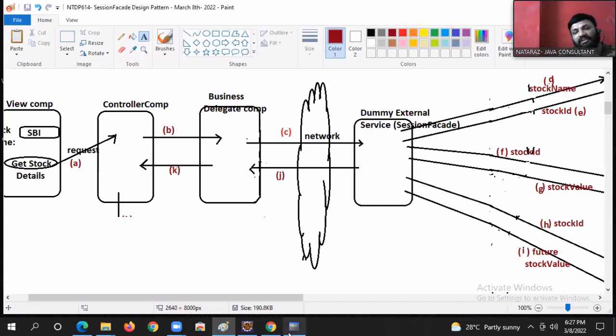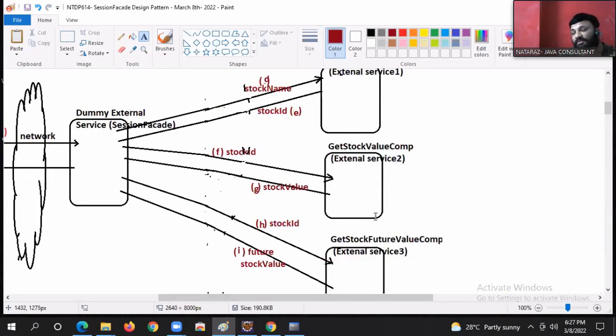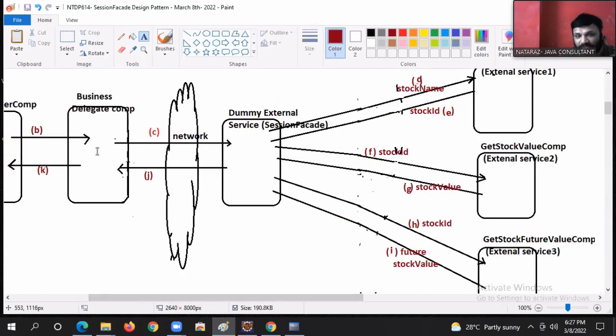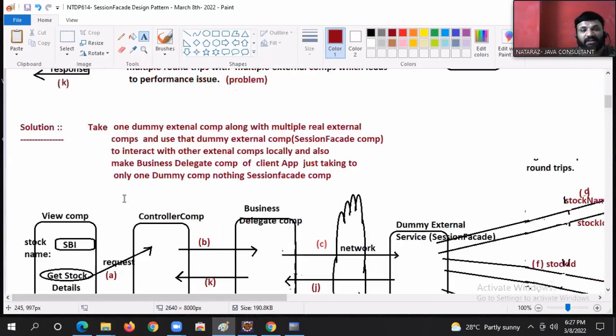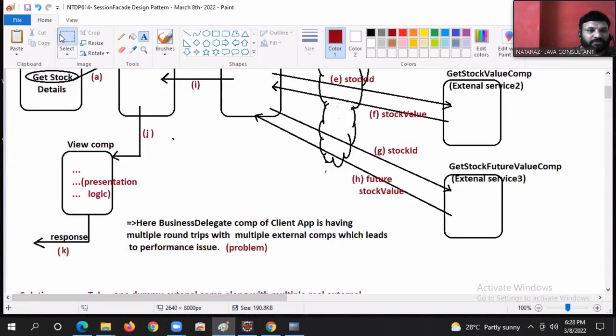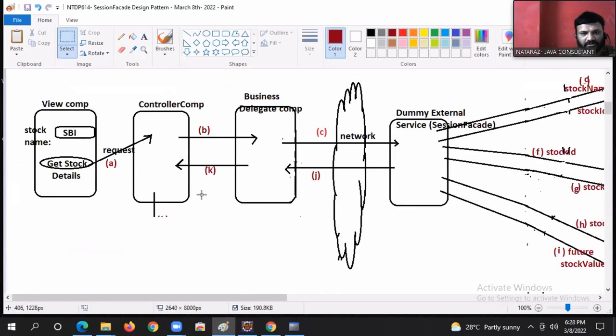Right, guys. It is not compulsory that these three services should be in one container. These three services can be in three different places. But this to this interaction is only for one time. And that is what we need to observe. That is what we need to observe, boss. Nice.